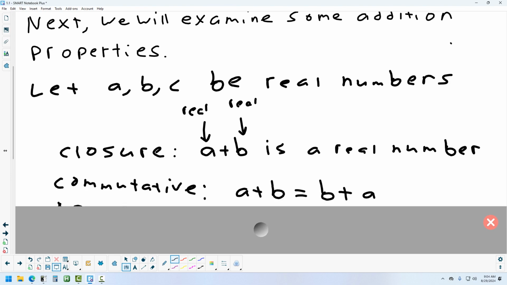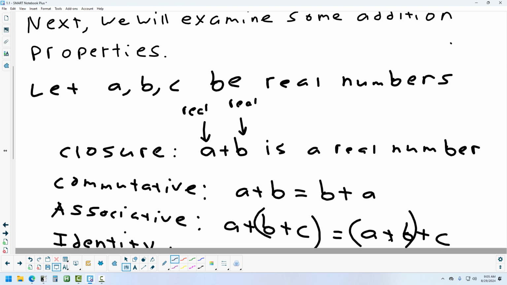Okay? Another property is commutative. Probably a little more familiar. Commutative is when you think about commute. Like if you commute between here and your house, I mean your job, it means you go back and forth, you switch places. That's what happens with the commutative property. You switch places with what you're adding.